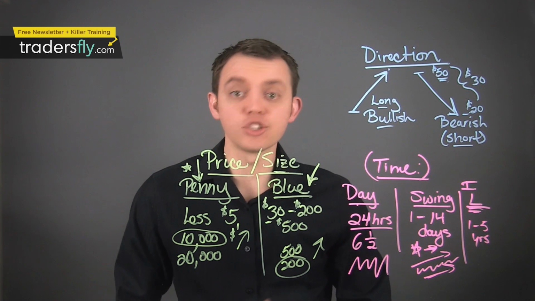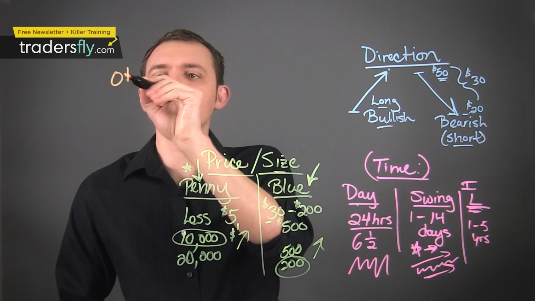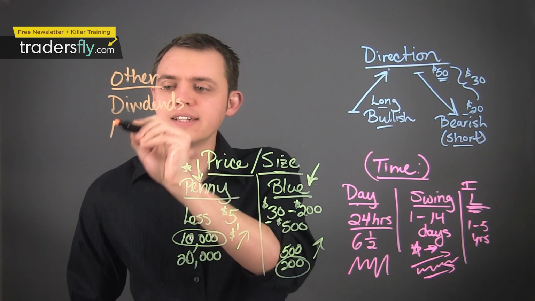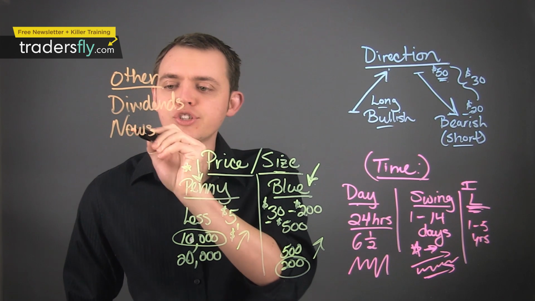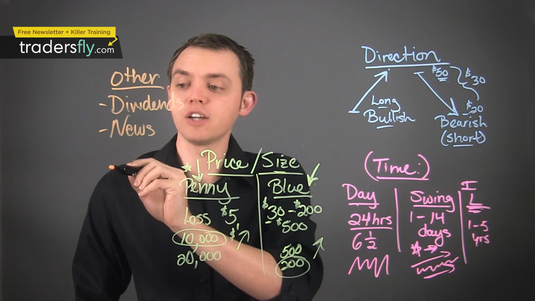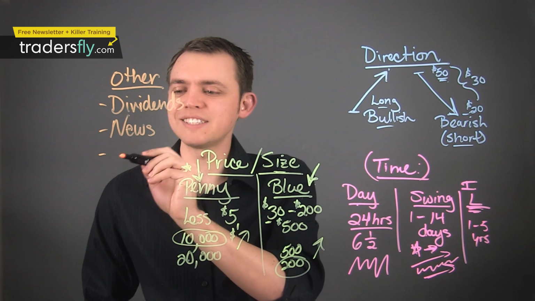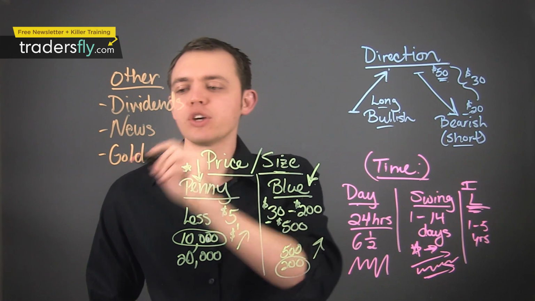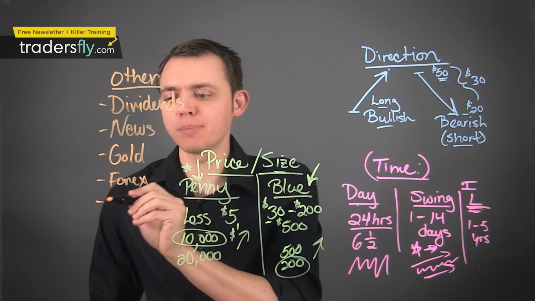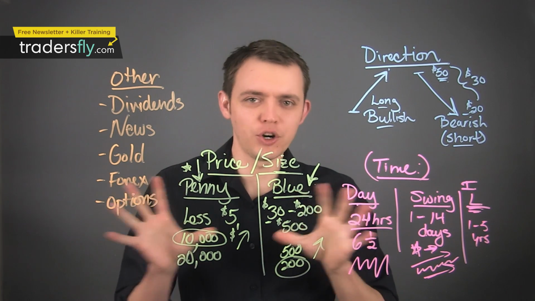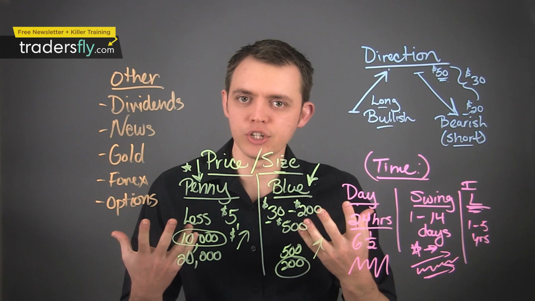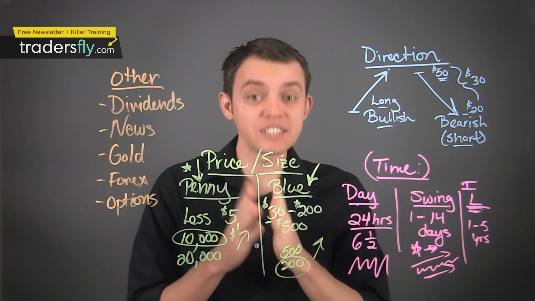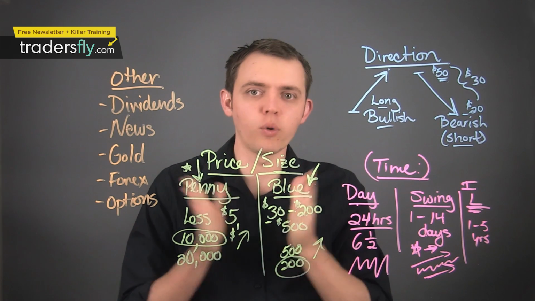Now, of course, there are other ways to trade in the stock market, and some of those may include things like dividends. You can also trade based on the news. So if you're a news trader or a news catalyst, you can trade based on the news. You can even trade raw materials like gold or silver or oil. You can trade futures, Forex, and even options. So as you can see, there are a lot of variations to trading. Different people's personalities fit different approaches, what fits their risk tolerance, and what fits their goal for their investment.